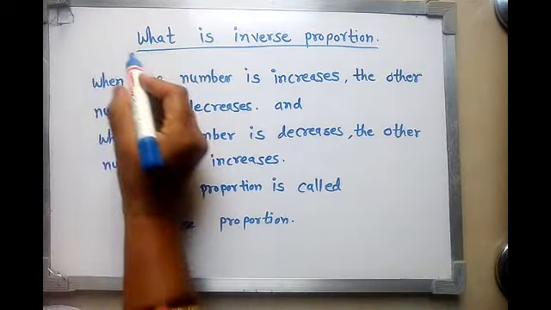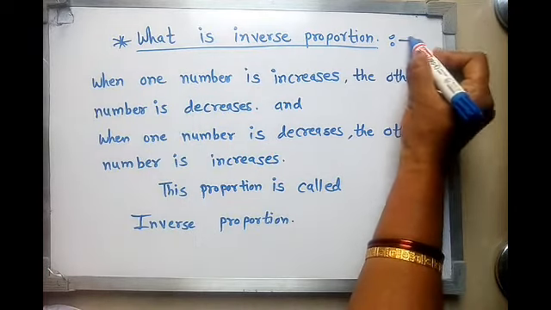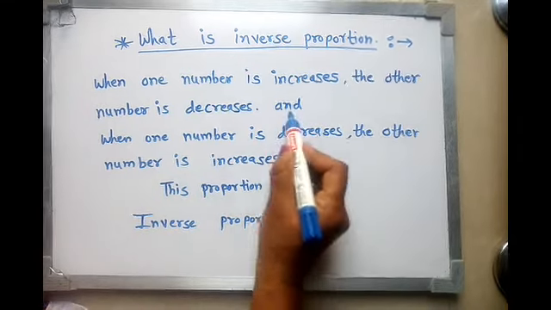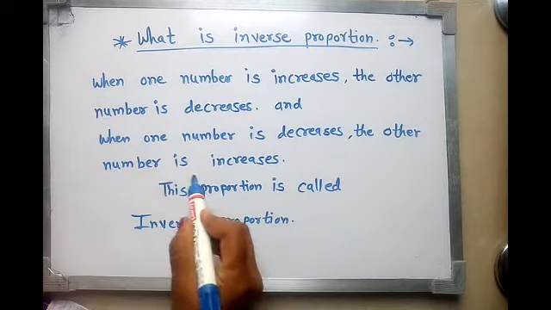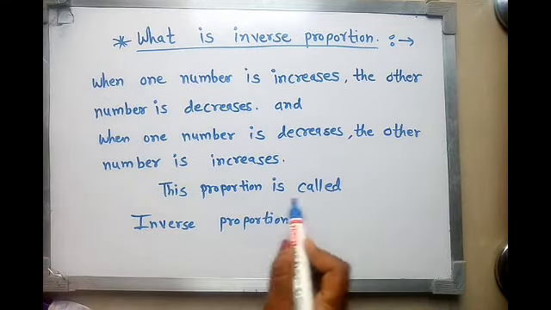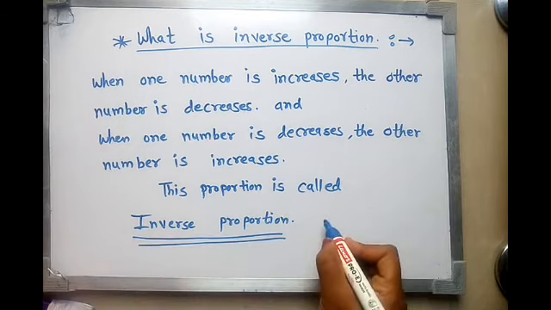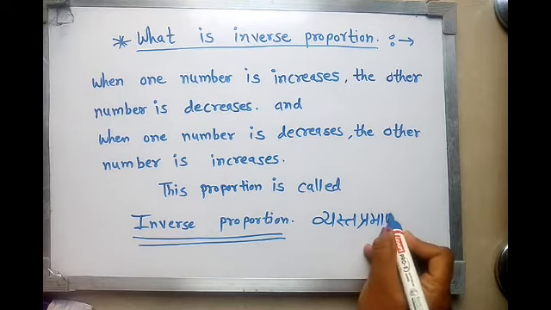Let's see what is inverse proportion. When one number increases, the other number decreases, and when one number decreases, the other number increases. This proportion is called inverse proportion. Inverse proportion means, in Marathi, व्यस्त प्रमाण.